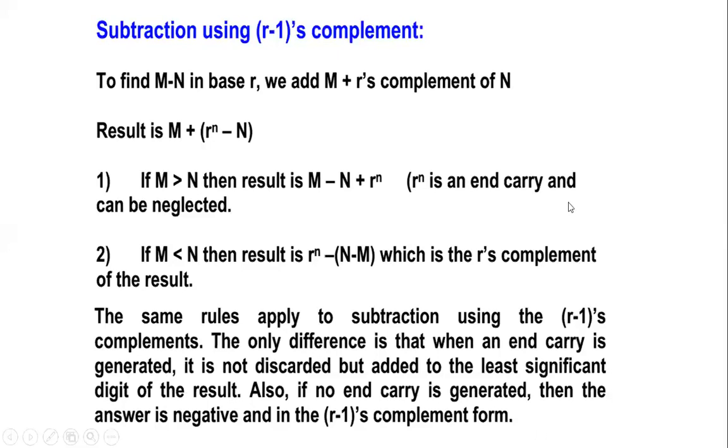So what happens over here? The only difference is that when an end carry is generated in your 15's complement or in your 1's complement, the end carry is not discarded, but it is added to the LSB of the result. If no end carry is generated, then the answer is negative and in complement form. That's all. So this is the general algorithm for all the complement subtractions which we have discussed so far.